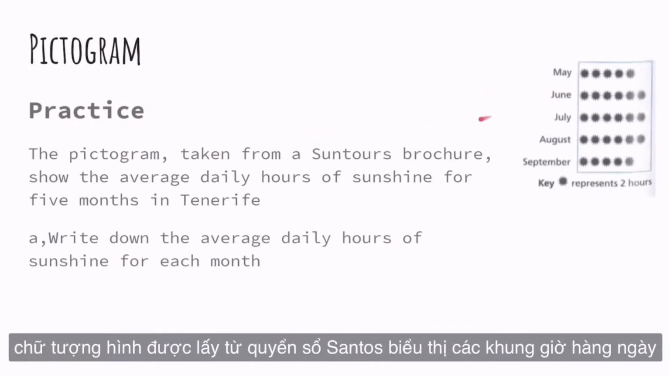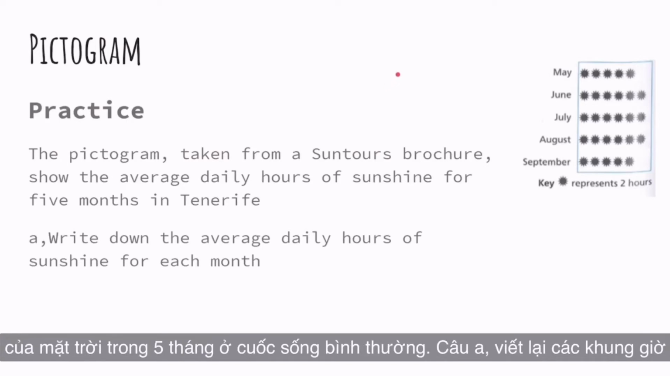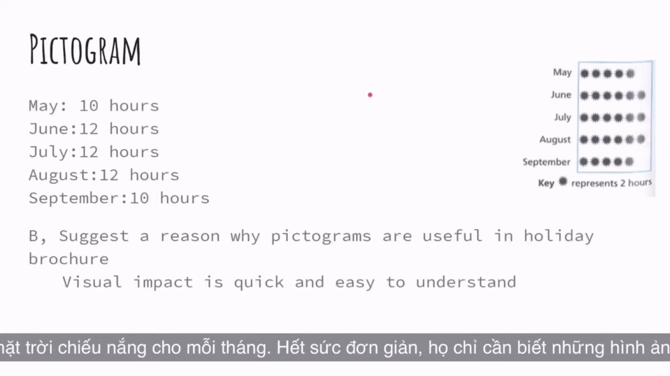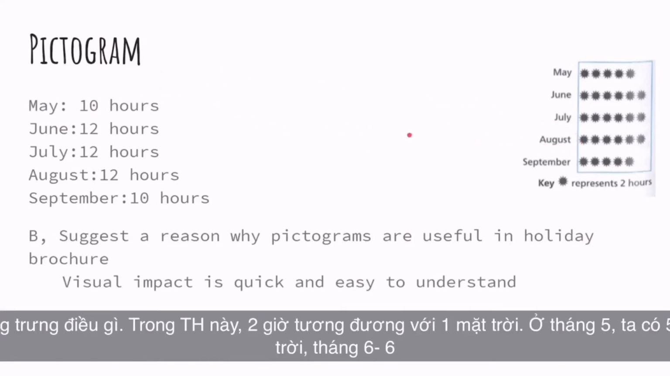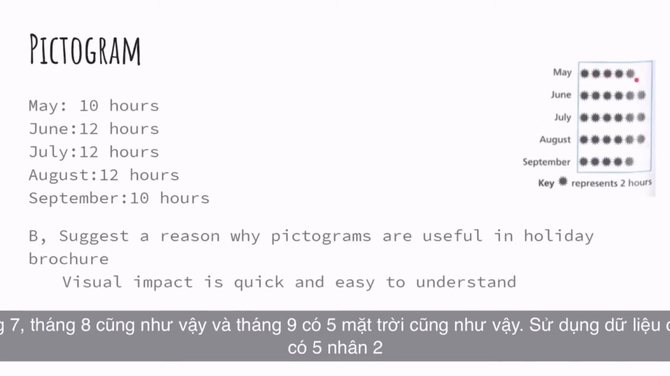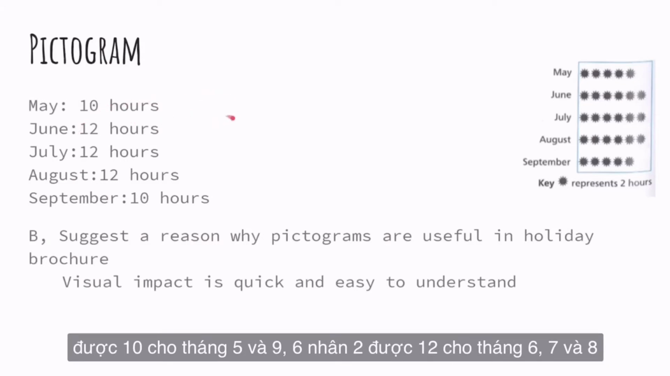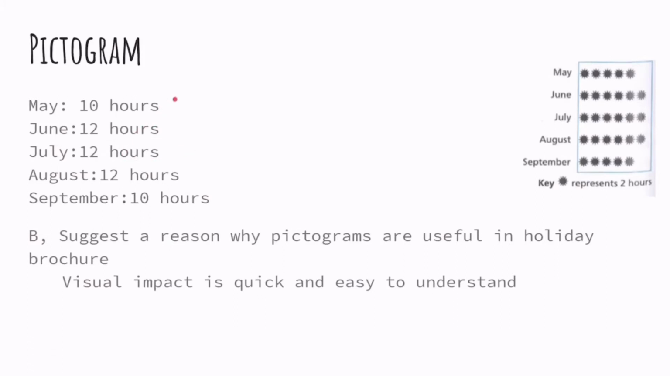This is a pictogram taken from a Sun Tours brochure showing the average daily hours of sunshine for 5 months in Tenerife. A. Write down the average daily hours of sunshine for each month. Really simple. We only need to know what the pictures represent, which in this case is 2 hours per sun symbol. In May there are 5, June 6, July 6, same for August, and September also has 5. Using that we have 5 times 2 equals 10, 6 times 2 equals 12 for June, July, and August, and September is the same as May because it has 5 symbols.